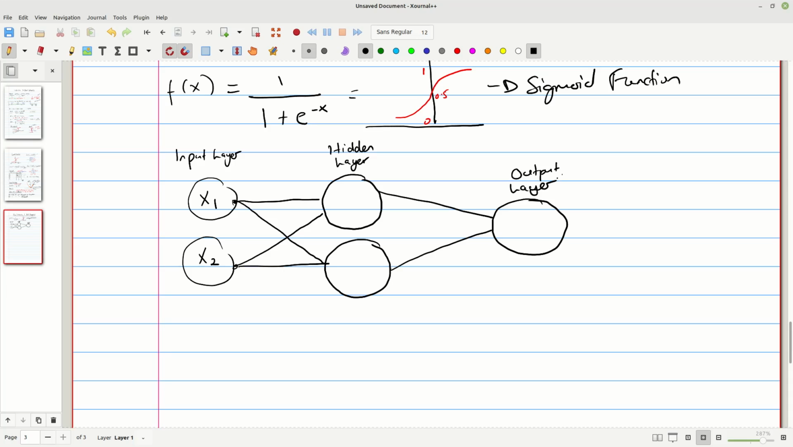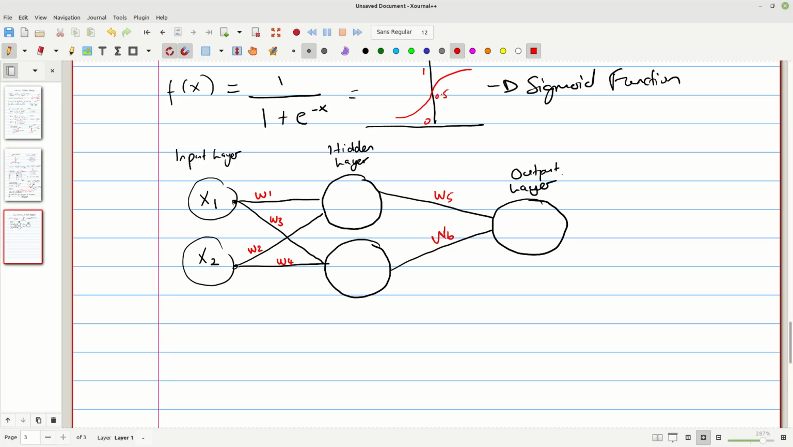We have our input features, and these input features have weights that correspond to them. We can think of these as our weights. Let's say this is our W1, this is our W2 that's going into here, and this is W3, this is W4, so W3 going here, W4 going here, and then this is W5 and W6.